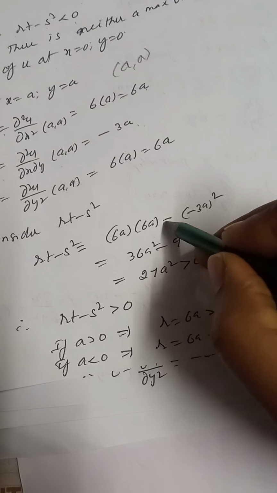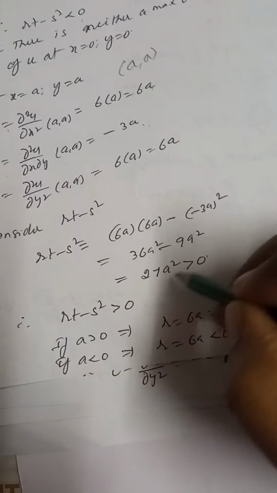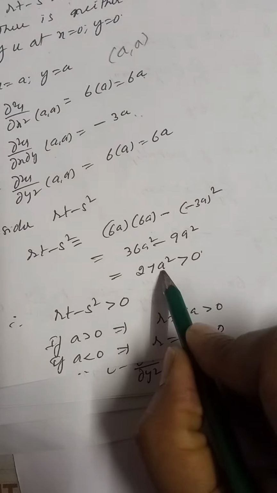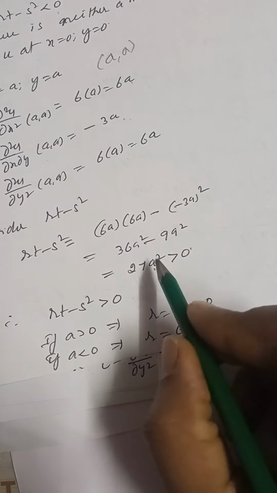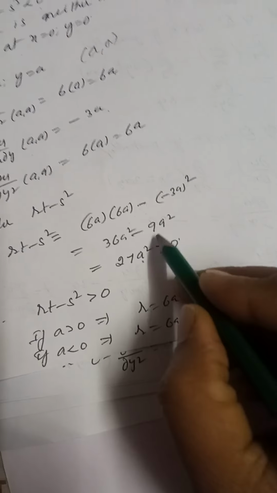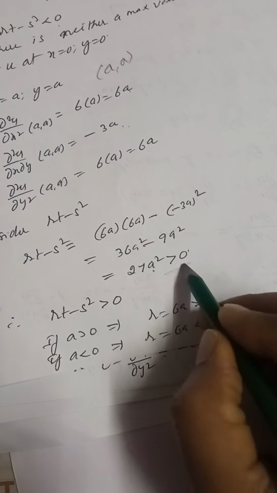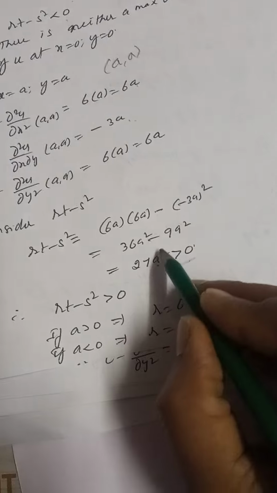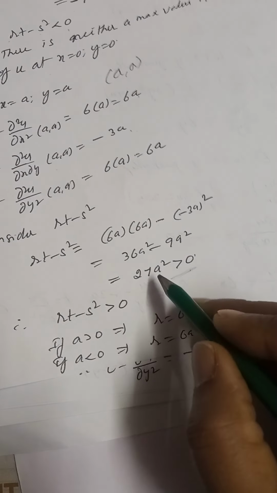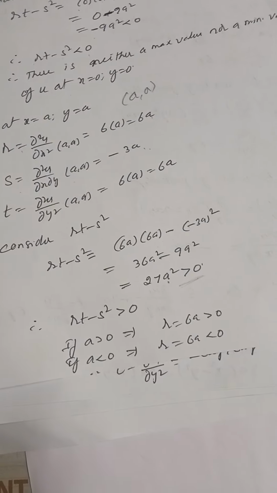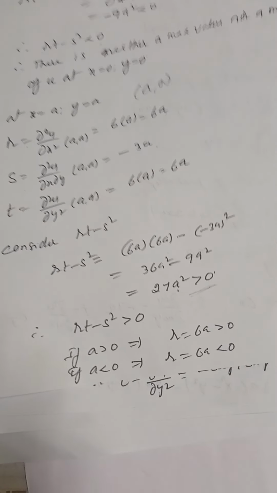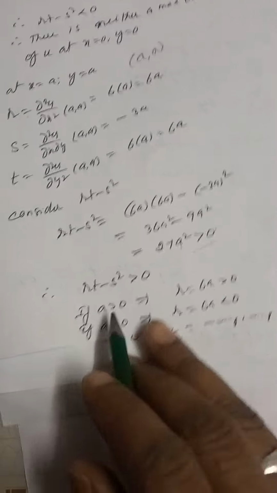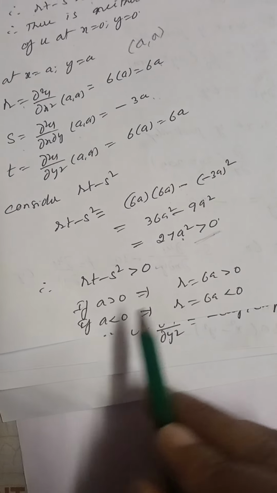This is positive. Again positive into negative is negative. 27a square. Now whatever the a value may be, a may be negative, a may be positive, right? For negative or positive, a square becomes positive only. Therefore this entire thing is greater than 0. 27 is greater than 0 and a square is also greater than 0 for all values, negative or positive, that value is always greater than 0. Here rt minus s square is greater than 0.